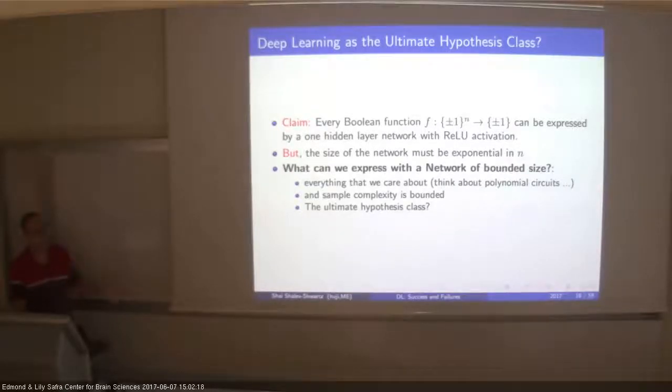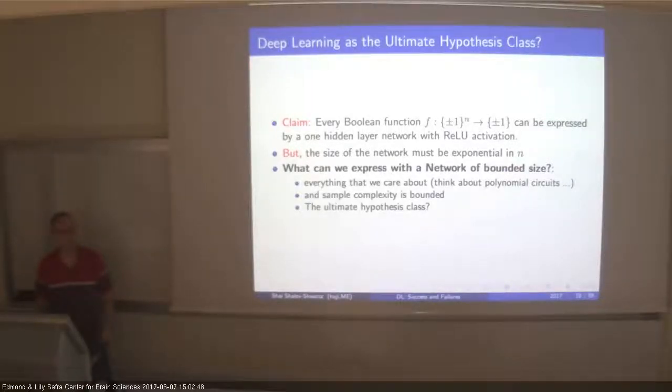So the first thing that you should ask yourself is, what can we express with deep networks? And the first answer is that everything, and since I'm a computer scientist, I will say that everything is every Boolean function, because everything is Boolean functions. Also true in the brain, right? So every function over n bits to a bit can be expressed by one hidden layer network with ReLU activation.